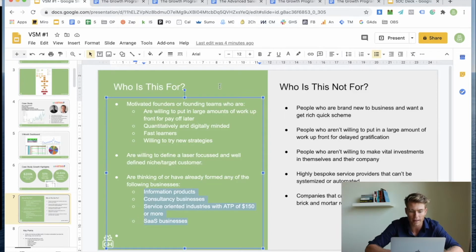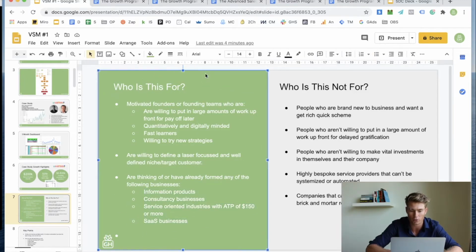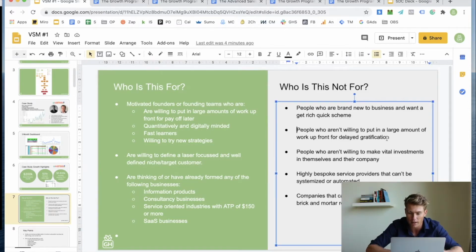Okay, so that is who the program is for and who my processes work for, guys. So who it is not for: people who are trying to get rich quick. This is not a get rich quick scheme. It takes at least 12 months, if not longer, of really hard work to build something that is going to have long-term success. Okay, so this is not a get rich quick scheme.